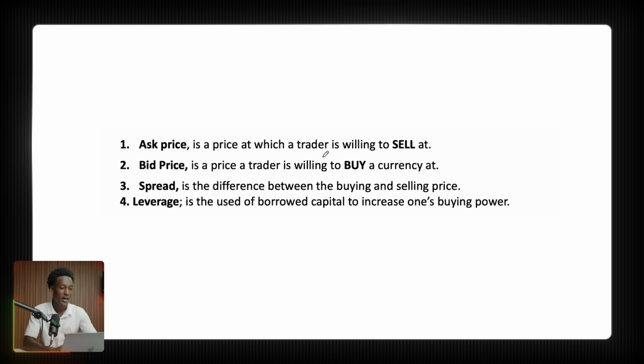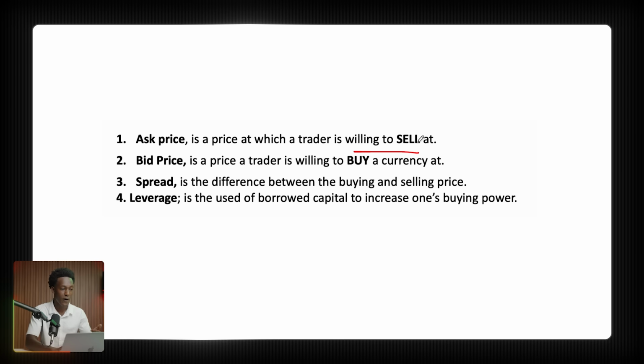Now, the next keywords that I want you to understand are the ask price. This is a price where a trader is willing to sell at. Remember, we said when we are trading, we are either buying or selling. That means you must have an established price where you are ready to sell at or buy at. The ask price, as we mentioned, is a price where the trader is willing to sell at. Then the bid price is just the opposite of the ask price, and this is a price where a trader is willing to buy a currency at. Now, the difference between the buying and the selling price is what we call the spread.